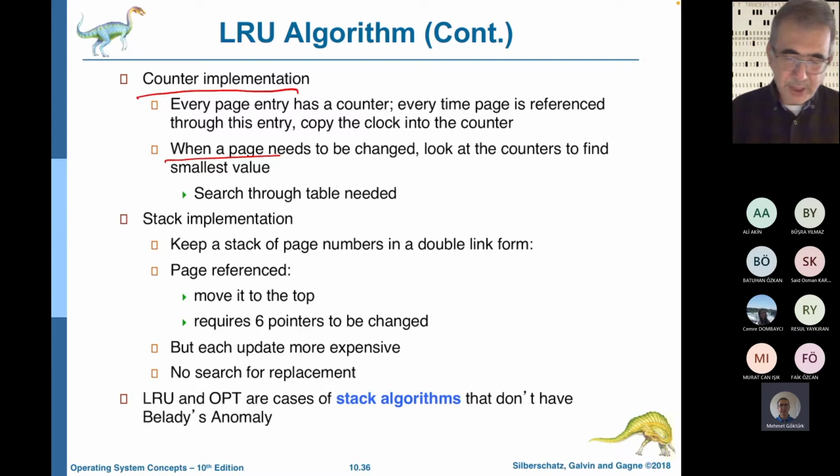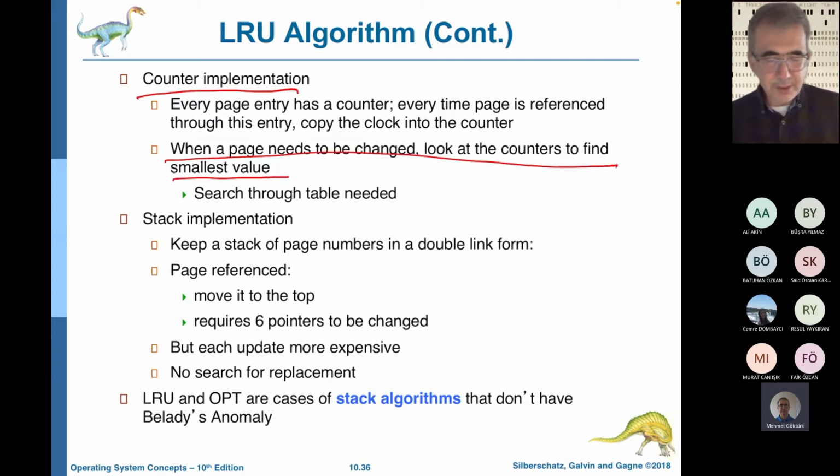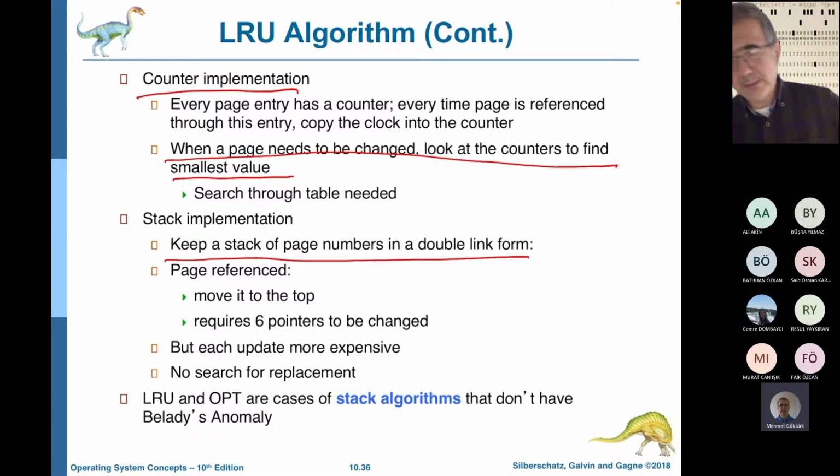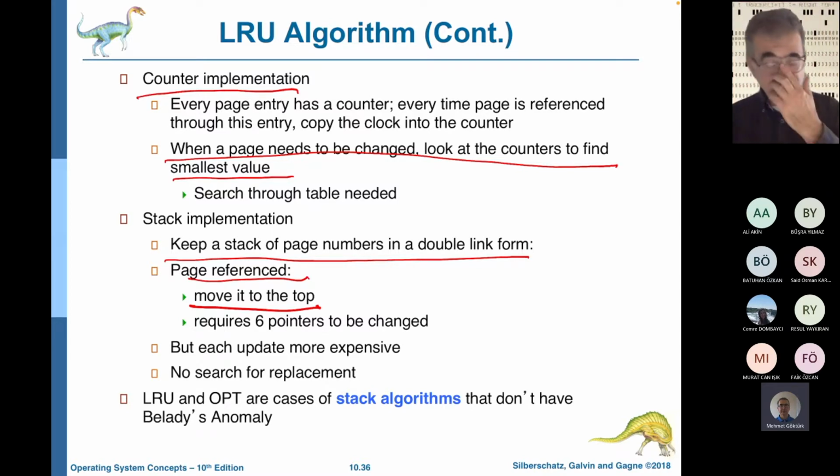When the page needs to be changed, look at the counters to find the smallest value. That can be implemented in the stack format. When the page is referenced, move it to the top. If the page is not referenced, it will stay at the bottom. So when you are going to select the victim page, consume the victim pages from the bottom of the stack. That is one idea.